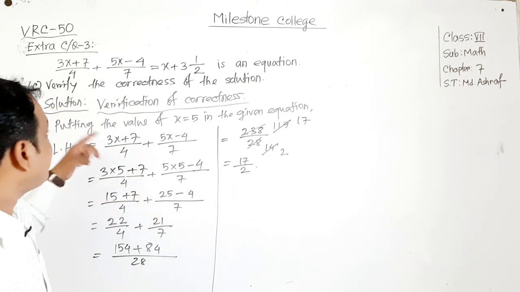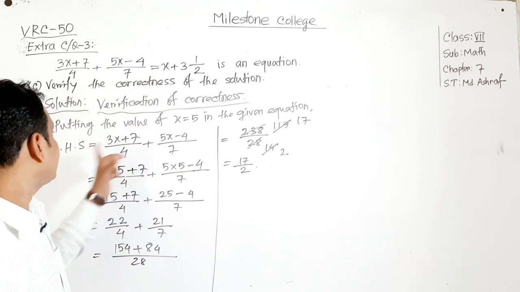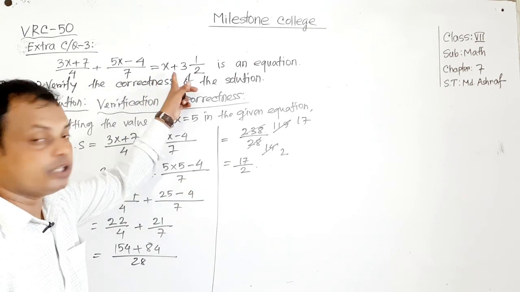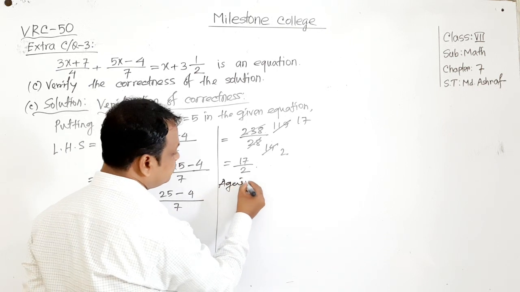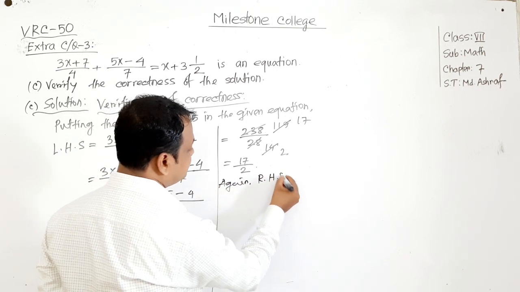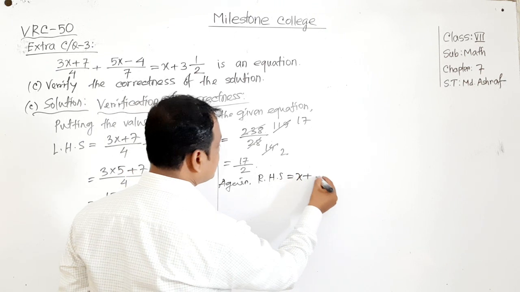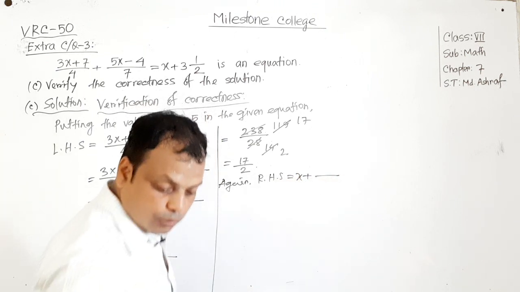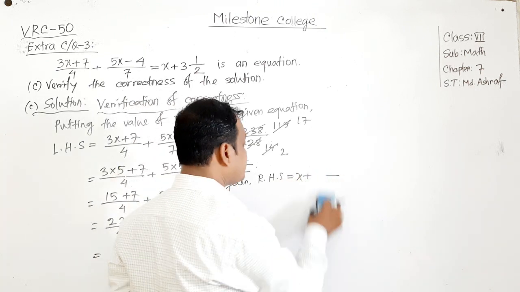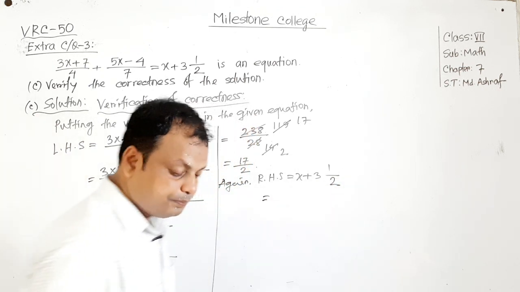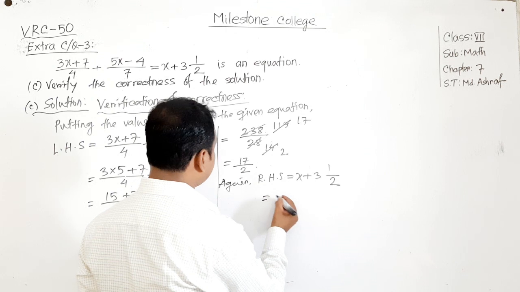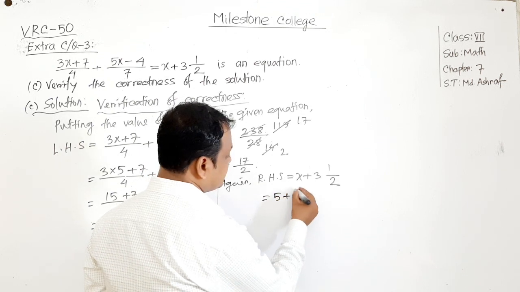Now we will find the value of the right hand side. We have got the left hand side, then we will do the right hand side. Again, right hand side equals x plus 3 whole 1 by 2. Then put the value. Instead of x, we will put 5 plus 7 by 2.